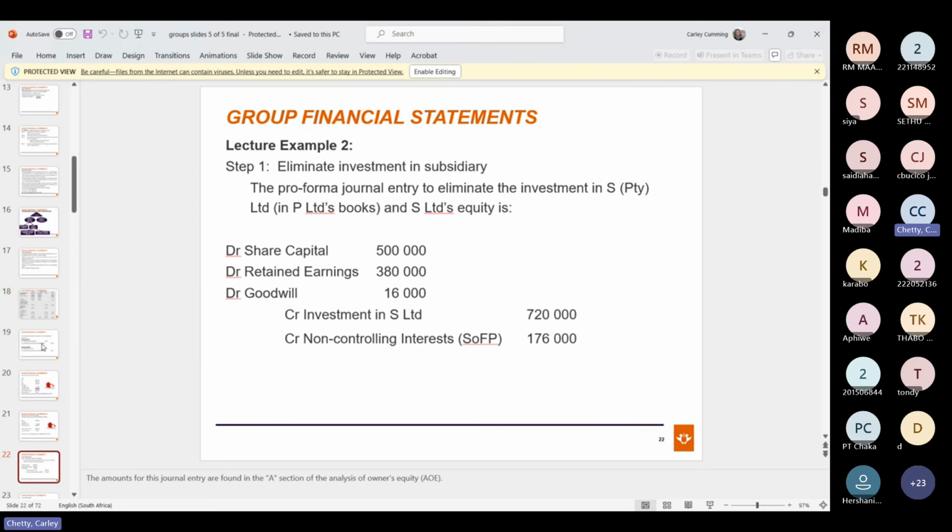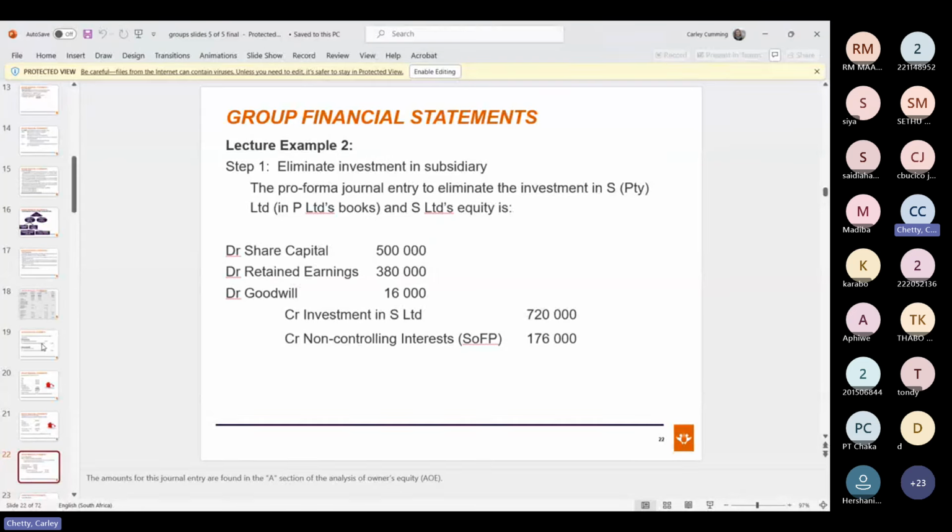Okay, so now what do we do? We've done our analysis of owner's equity, we've done the impairment calculations, and we've processed journal entries for that. Now we need to do our pro forma journal entries. So here we are going to eliminate the investment in S against the equity of S. So we're going to debit share capital with 500,000. This was the share capital on acquisition. And we're going to debit retained earnings with 380,000, which was also the amount on acquisition. Remember, we calculated goodwill in our analysis of owner's equity of 16,000.